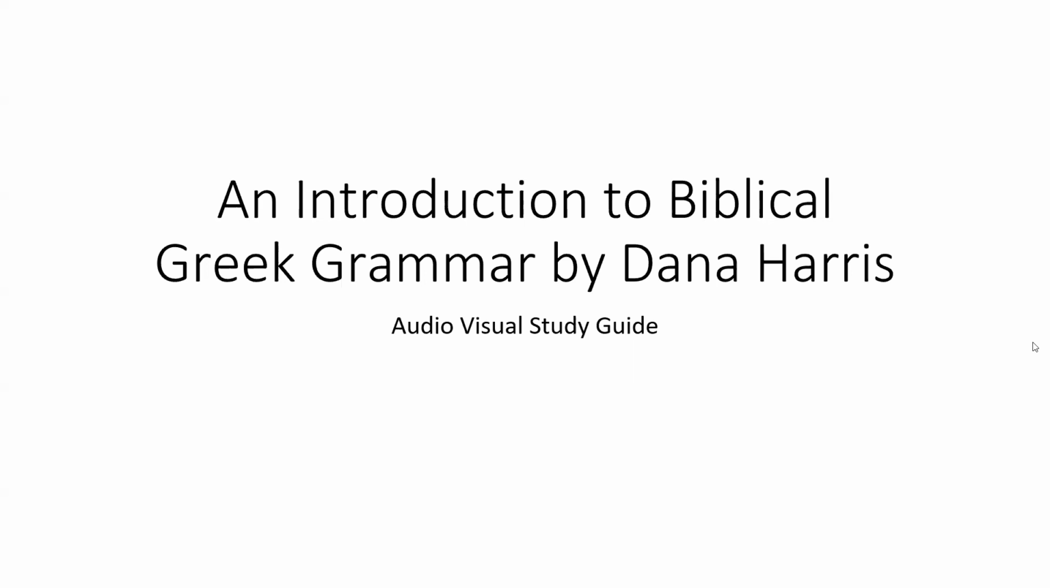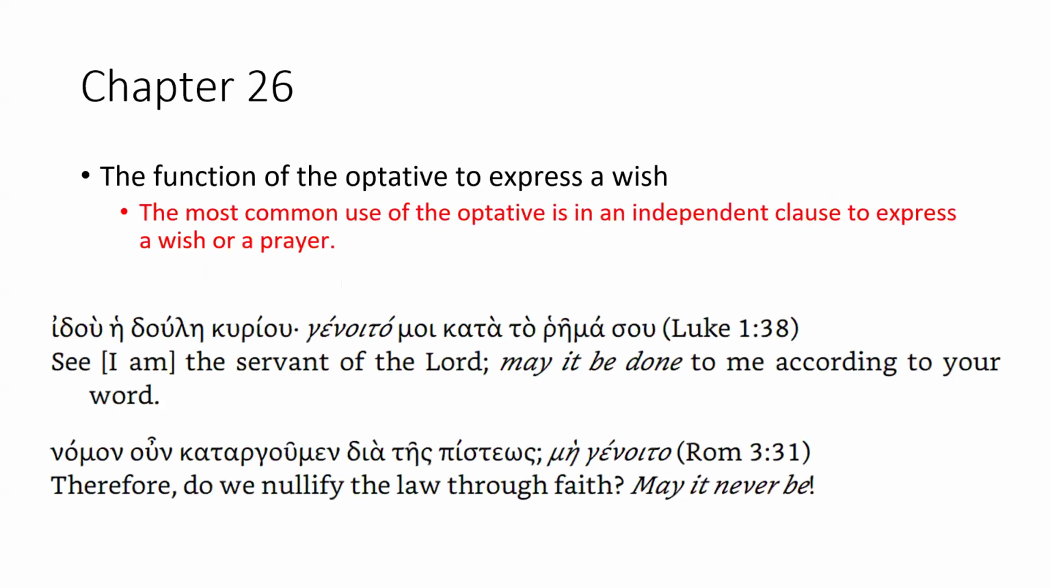This is chapter 26 of Dana Harris's Introduction to Biblical Greek Grammar, looking at the optative. So first, the function of the optative: to express a wish. The most common use of the optative is in an independent clause to express a wish or a prayer.